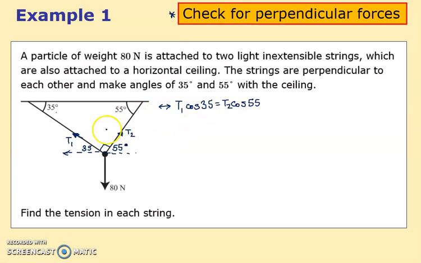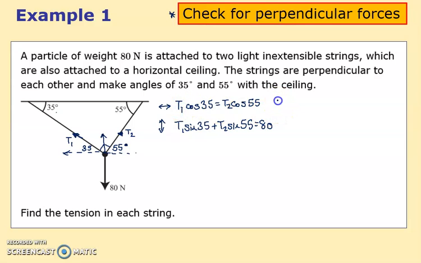So anyway, you resolve left and right, cos goes across. So therefore, if I do it upwards, it'll be sines. So forces up will be T1, this is going upwards now, T1 sin 35, plus T2 sin 55, is equal to the force going down, which is 80. Now, probably I could do this more easily, but I'm going to go with this.